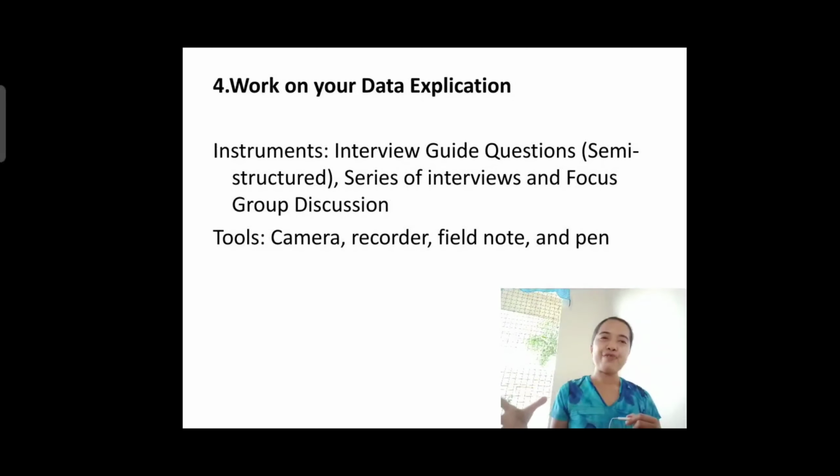Why is it important for us to still bring a field note and a pen even if we already have a camera and recorder? Well, a researcher should have a pen and a notebook because he or she has to record everything that he or she is observing while doing the interview.